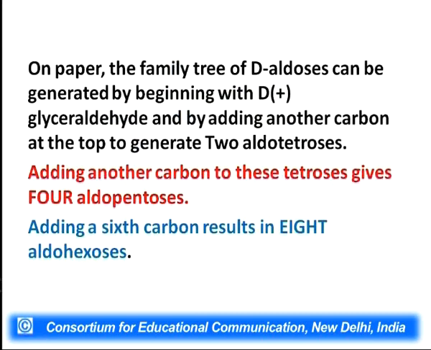Now we come to the question of how we will make this family tree, how we will correlate the structures of this family tree. What you have to remember is that glyceraldehyde is the simplest monosaccharide, the simplest aldose, which has three carbons. On paper, the family tree of aldoses can be generated by beginning with D-glyceraldehyde. So you just have to memorize the structure of D-glyceraldehyde, and I will show you how we can make other structures from it.